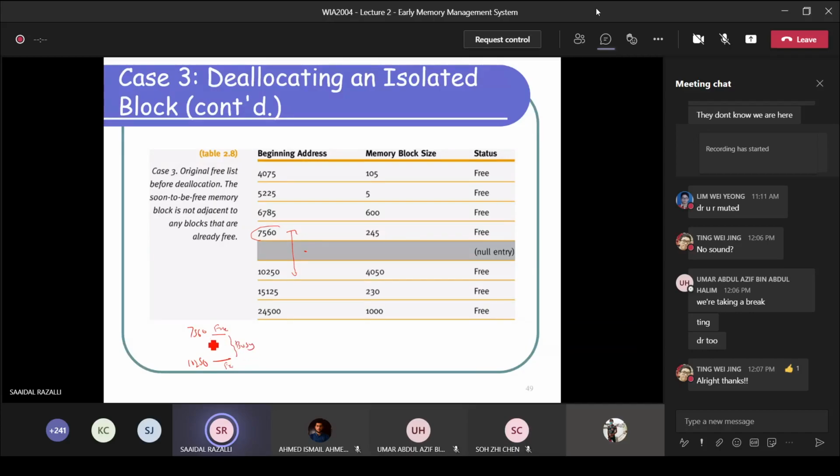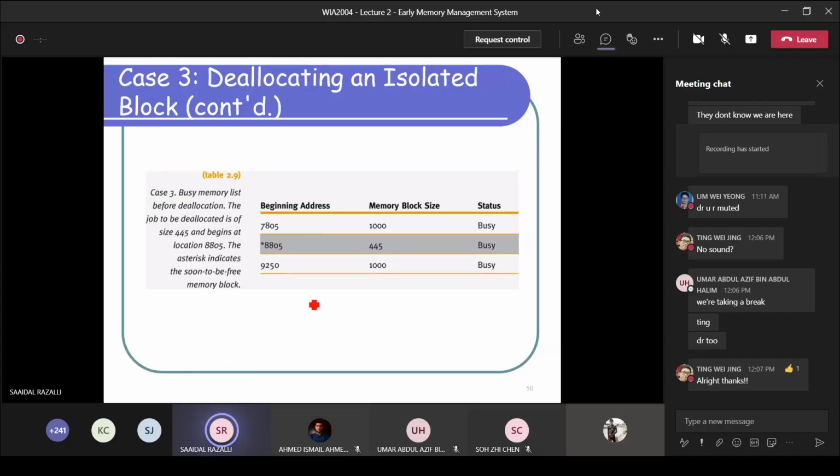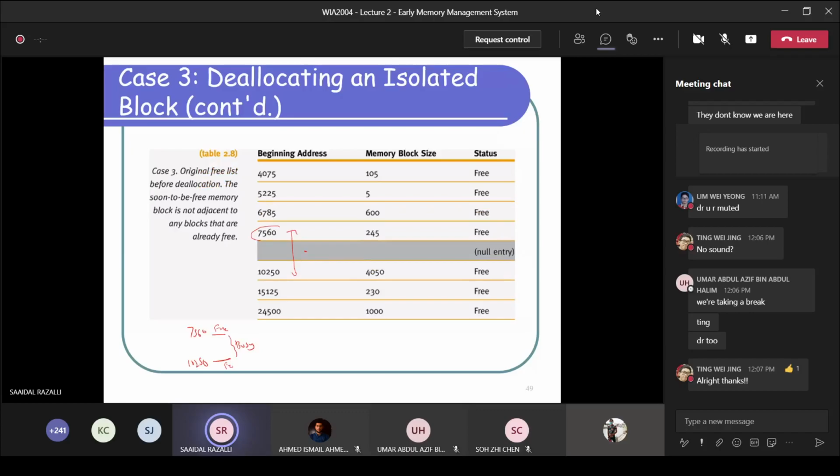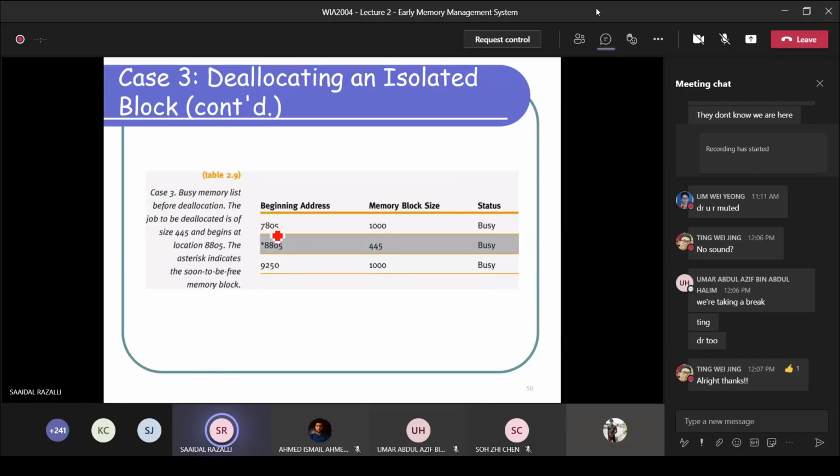This 7561 until 10249 is busy. So this is the job 7805, which is somewhere here. 7805 is busy, 8805 is busy, and 9250 is also busy. So 8805 is soon to be a free block. It is soon to be a free block.